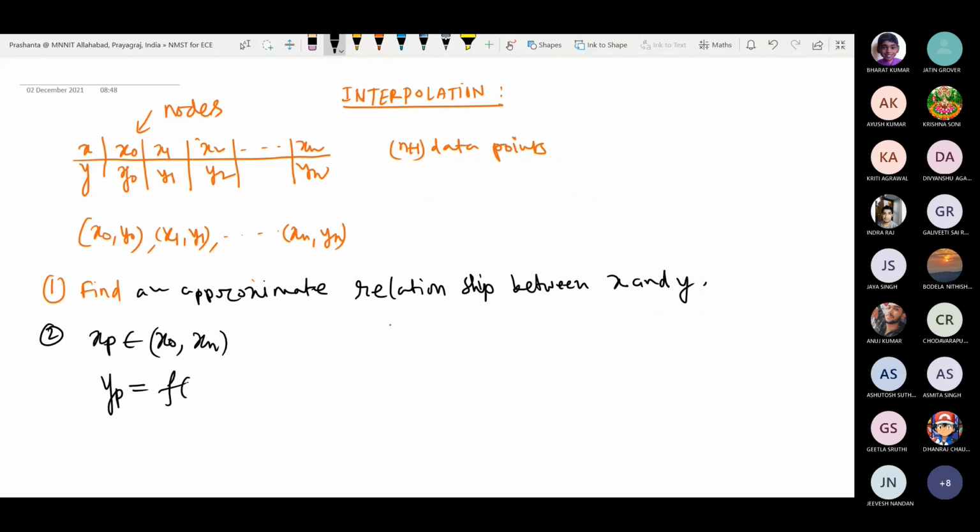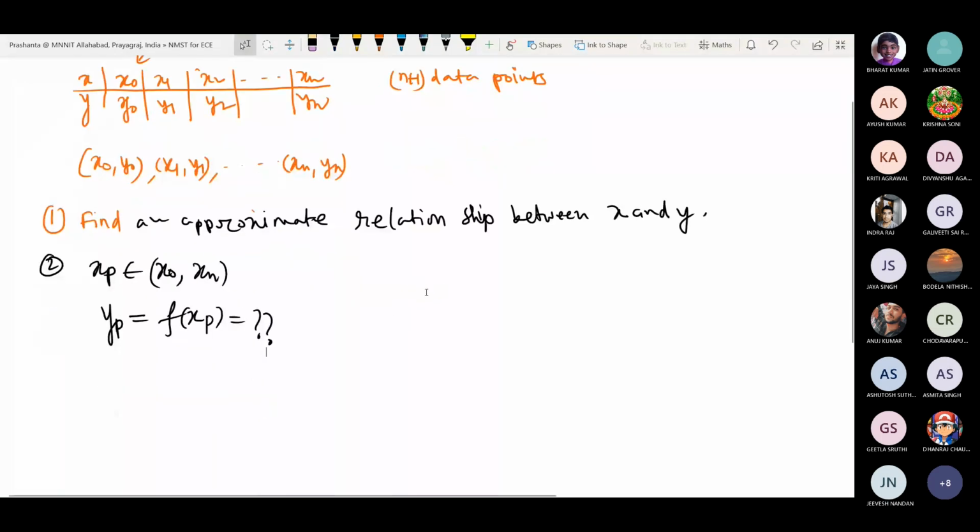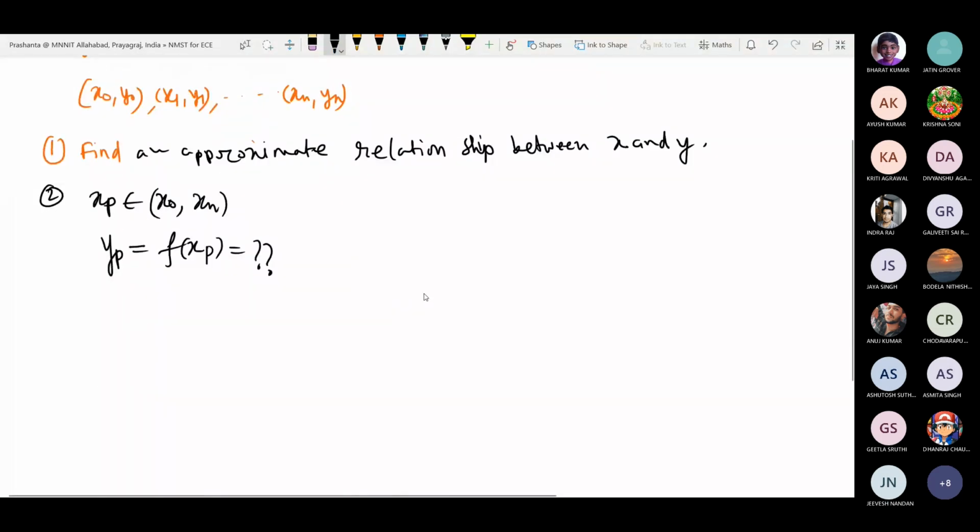suppose the invisible relationship is y equals f of x. So what would be a reasonable output at x equals xp? What will be yp? This can be easily answered if you know the approximate relationship between x and y. In that relationship, you put x equals xp, then you will be able to find the value. I had already introduced this topic during the introduction of the course.